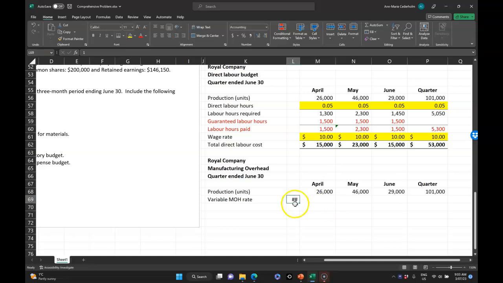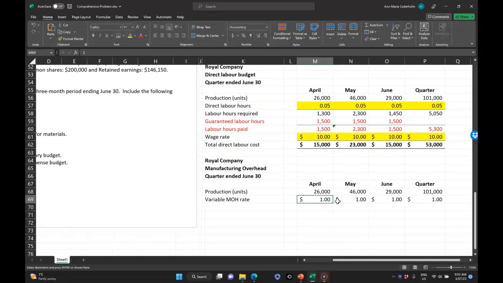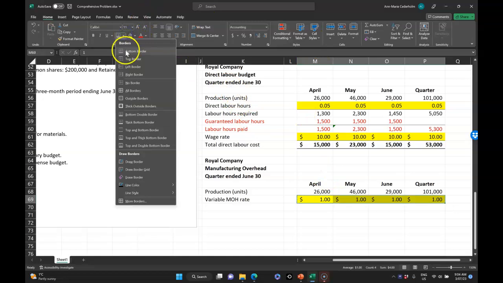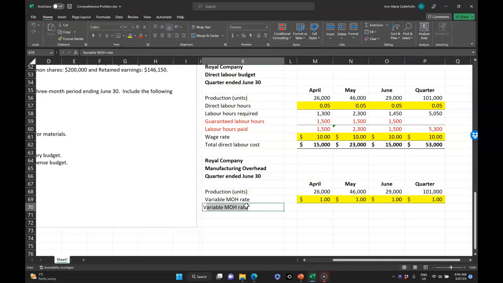Oh, I don't have my mouse on me right now, so there we go. Oh. So I'm just using my keyboard, the mouse on my keyboard, which isn't the best.